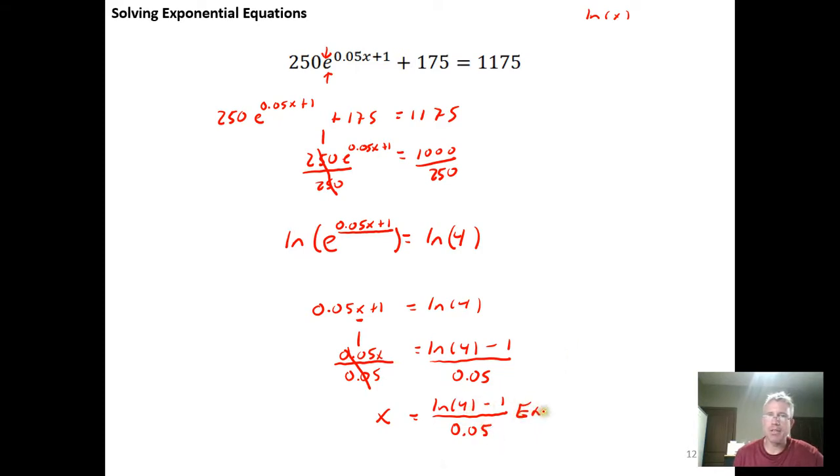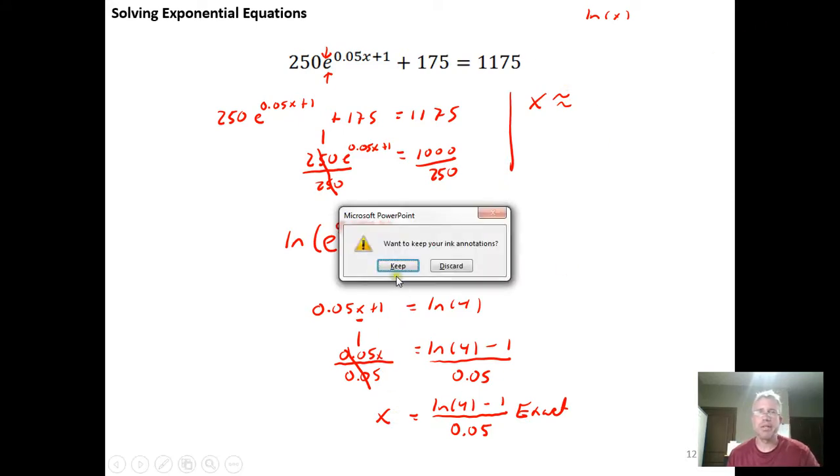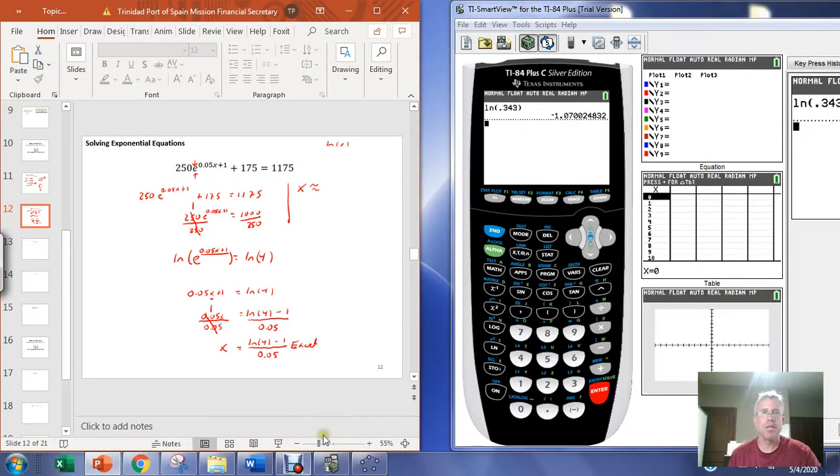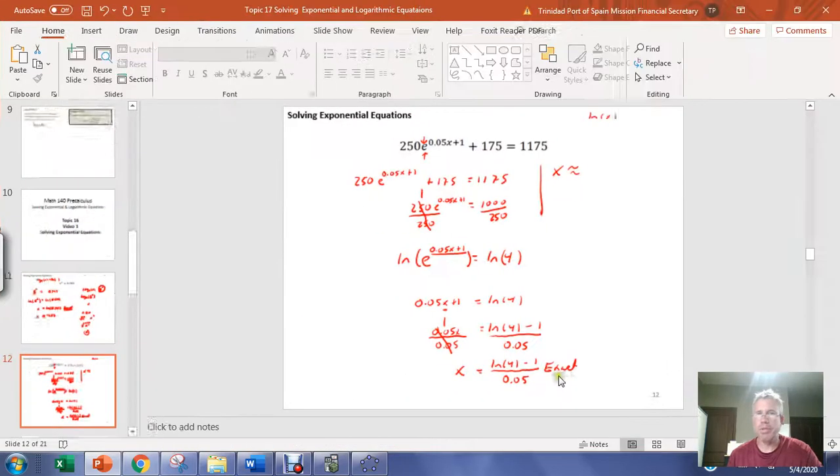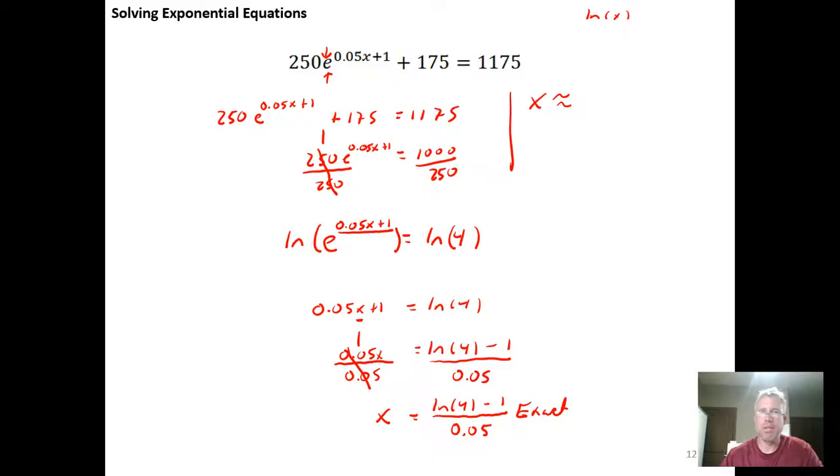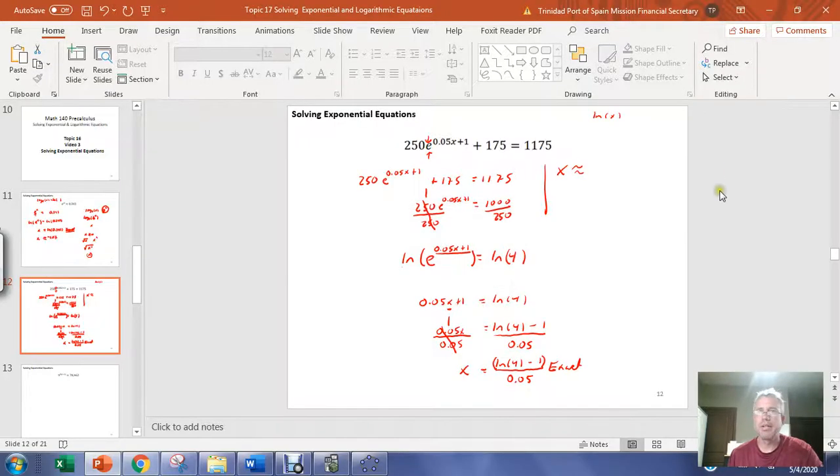This is exact. If I'm asked to approximate it, I'm going to write x is approximately equal to, and you would use your calculator to do the approximation. We need to be careful when we're doing this that we keep the numerator in parentheses when we put this into the calculator. If we don't lock the numerator into parentheses, we're going to get an incorrect evaluation by the calculator.